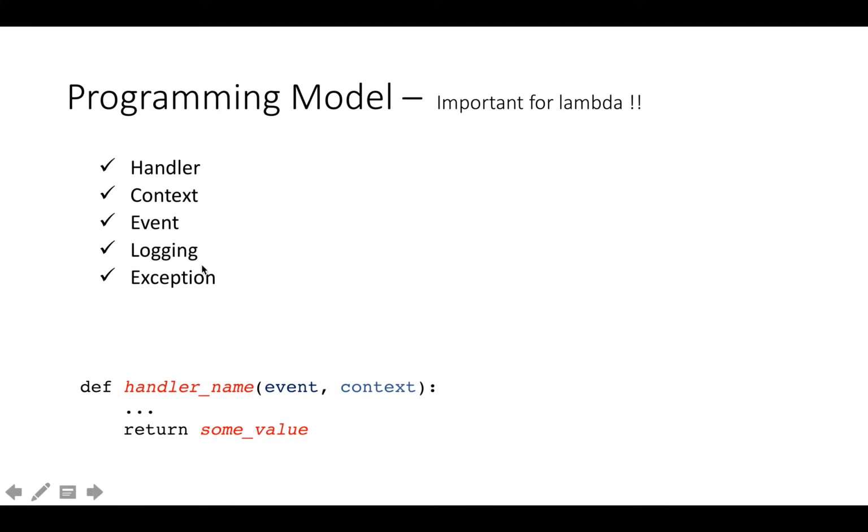So here are the important components: handler, context, event, logging, and exception. This is how your Python function will exist. You will always create your function with a function name. Basically, that's the handler, I'll call it the function name, and this handler is going to carry two parameters. One is event, another one is context, and the rest of the values we are going to feed.